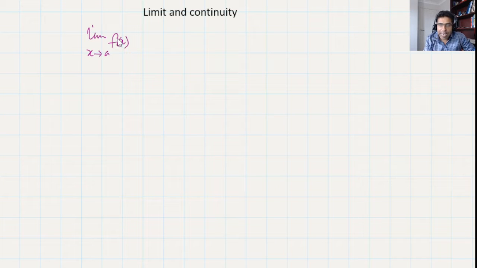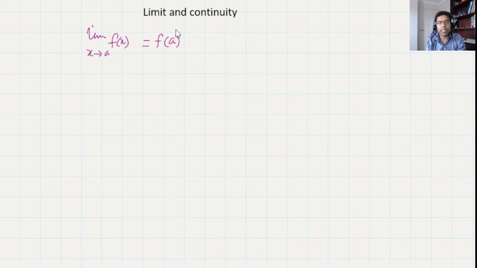And if the limit exists at that point and it is equal to f(a), then we say that the function is continuous at that point. Continuity of a function means the graph is continuous. If you draw the curve, it will be continuous. You can draw it without taking off your pen. That's the general definition of a continuous function.